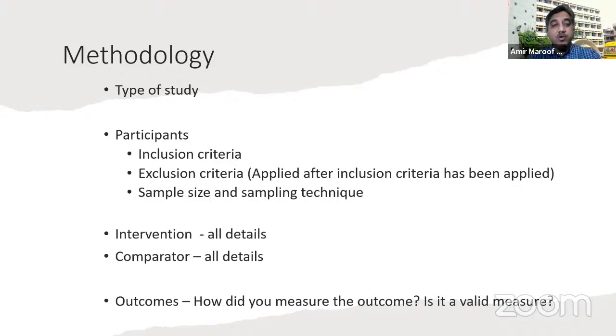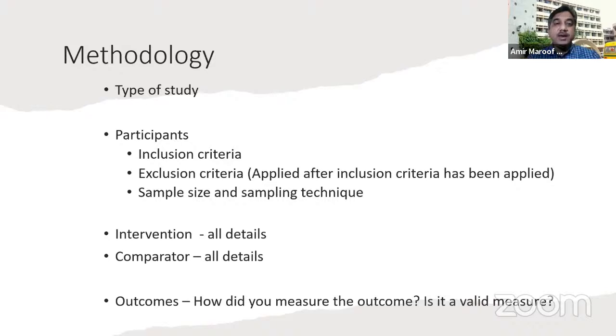Then, again, we follow the PICO pattern. In methodology also, we follow the PICO pattern. So first we write about participants. Who will be the participants? Inclusion criteria, exclusion criteria, and then sample size and sampling technique. Let us see the inclusion criteria and exclusion criteria first.